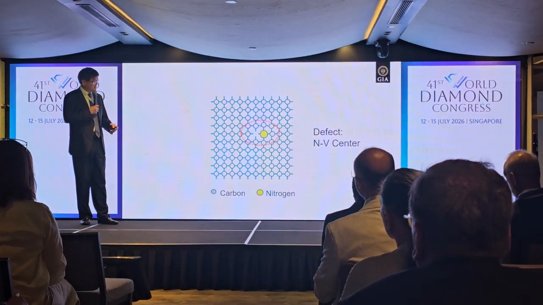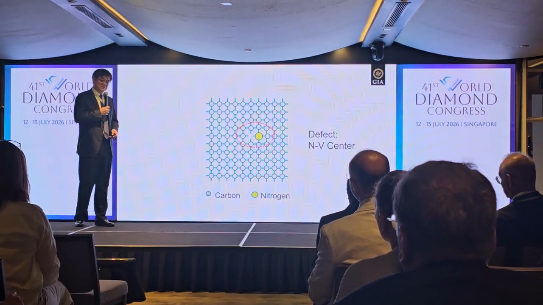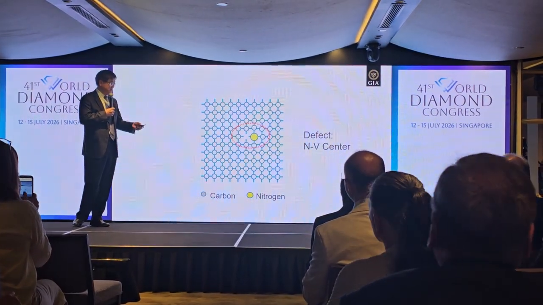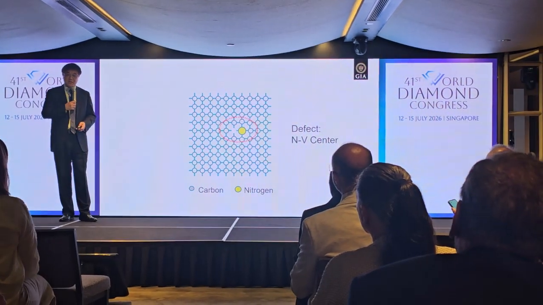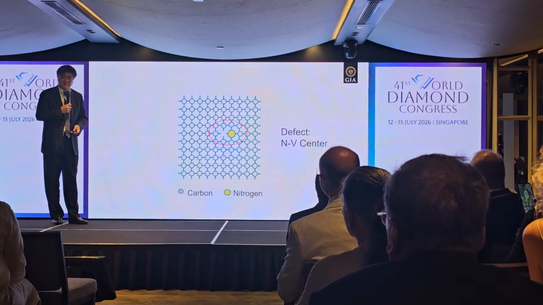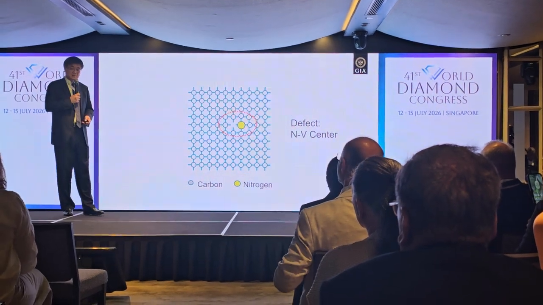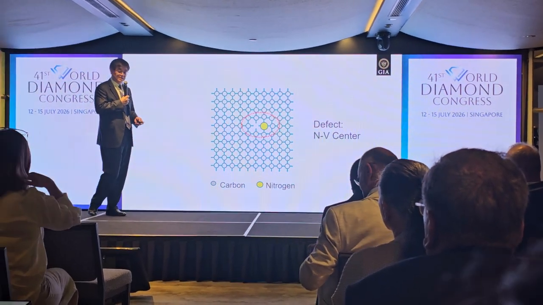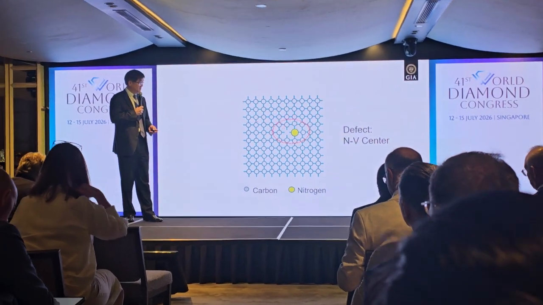Now, if we put a vacancy and a nitrogen atom together, we call it an NV center. The diamond will be pink. A lot of people are studying NV centers because they are expecting the next generation of computers will be built using NV centers instead of silicon.